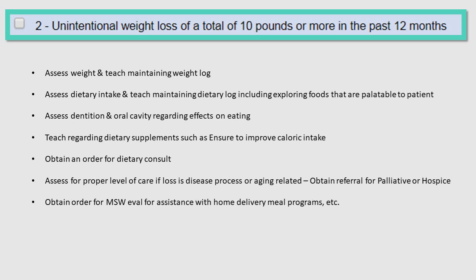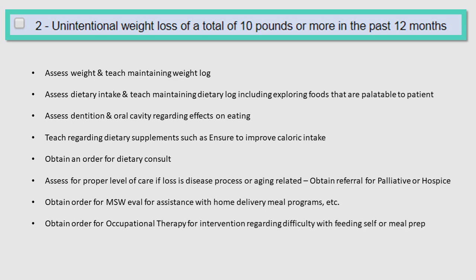Obtain order for MSW eval for assistance with home delivery meal programs, etc. Obtain order for occupational therapy for intervention regarding difficulty with feeding self or meal prep. Obtain order for speech therapy evaluation.